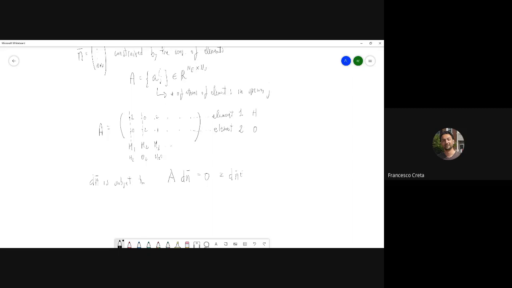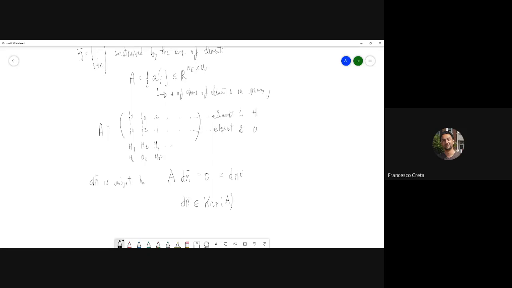And in fact, this means a very clear thing. It means that dn cannot be any vector in our phase space, but it has to be in a subspace which we call the null space or the kernel of A, if you remember, okay?